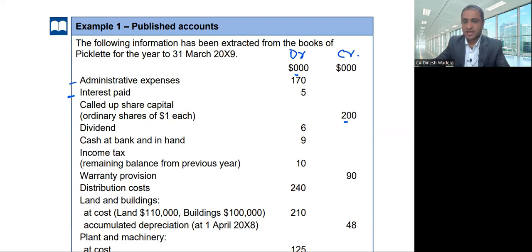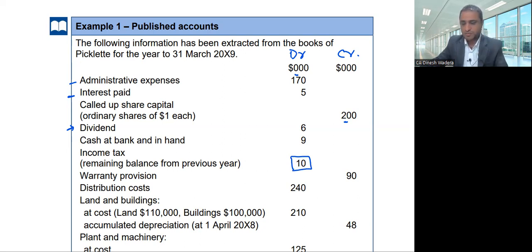Called up share capital is part of your balance sheet or financial statement. Dividend is neither an expense nor an asset, even though it has a debit balance. Reason being, dividend is simply the distribution of a profit. I will let you know how we adjust it. Okay, we have the cash and bank in hand 9,000, income tax remaining balance from a previous year. All right, so this is our asset. It must be a tax paid in advance or tax receivable.